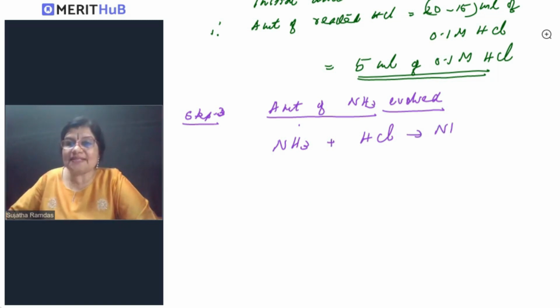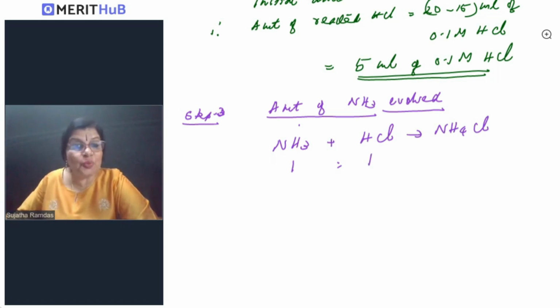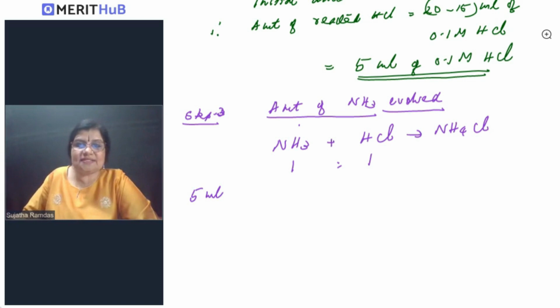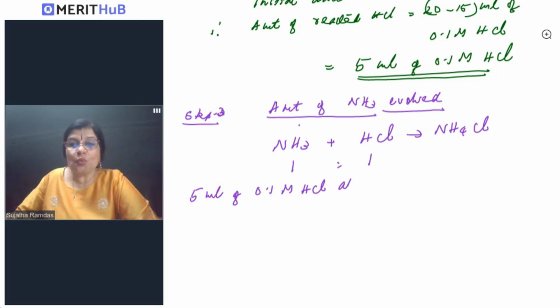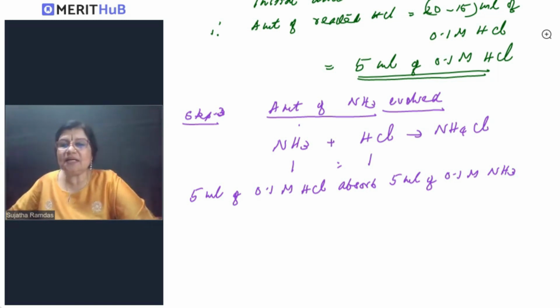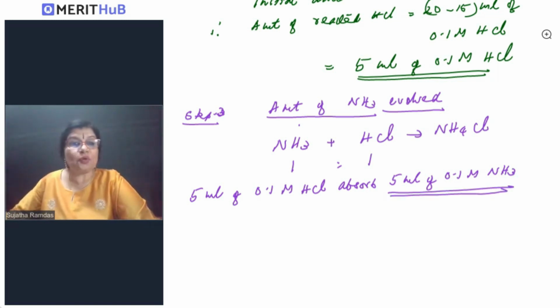Ammonia and hydrochloric acid react to give you ammonium chloride. So what is the mole ratio? 1:1. All right. So here again, if it is sulfuric acid, it would be 2:1. So here it is 1:1 hydrochloric acid. Because of this ratio, 5 milliliters of 0.1 molar hydrochloric acid will absorb the same amount, 5 milliliters of 0.1 molar ammonia solution.